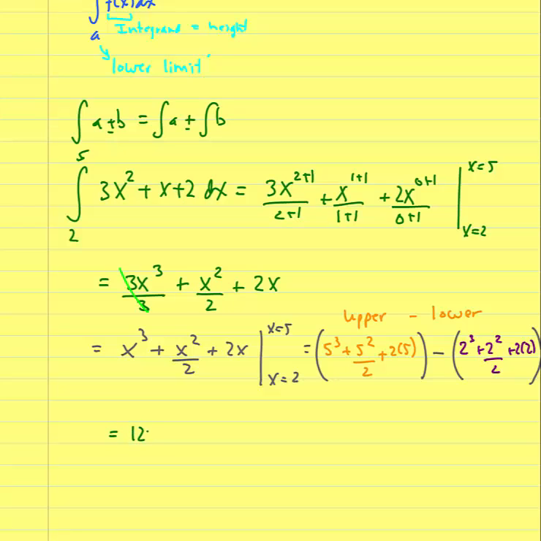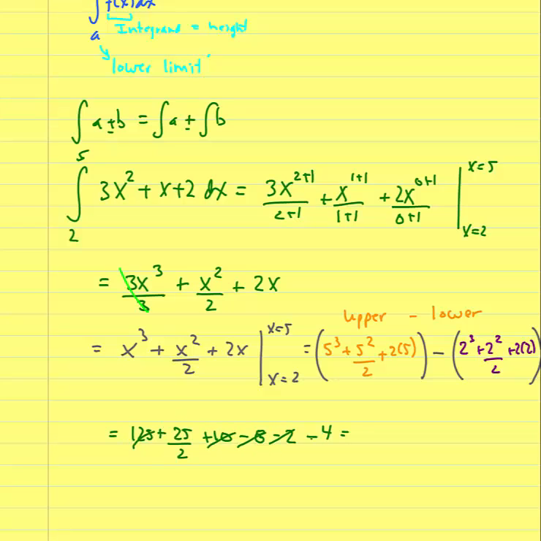So 5 cubed is 125 plus 25 halves plus 10. And then I'm going to distribute the negative as I work here. So negative 8 minus 2 squared is 4. 4 over 2 is 2, so that's minus 2. 2 times 2 is 4, so that's minus 4. So I have 125 plus 10 is 135. Actually, the plus 10 and these cancel.